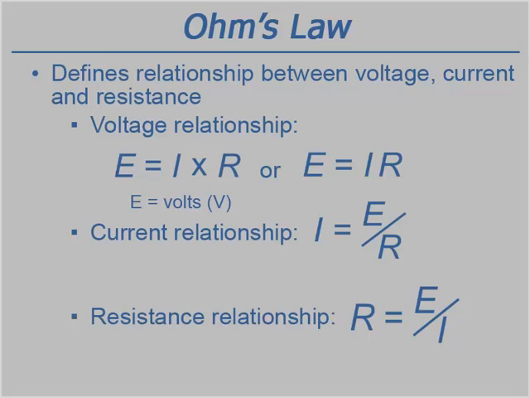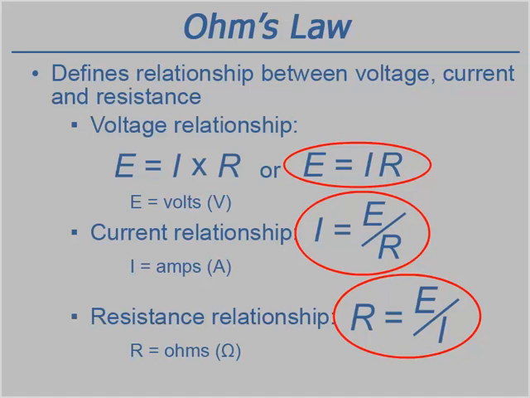where E equals the voltage measured in volts, or V, I equals the current measured in amps, or A, and R equals the resistance measured in ohms. The mathematical equations for each relationship are shown on this slide. These 3 equations represent the same relationship between current, voltage, and resistance, since the second and third equations use the laws of algebra to rearrange the first equation.